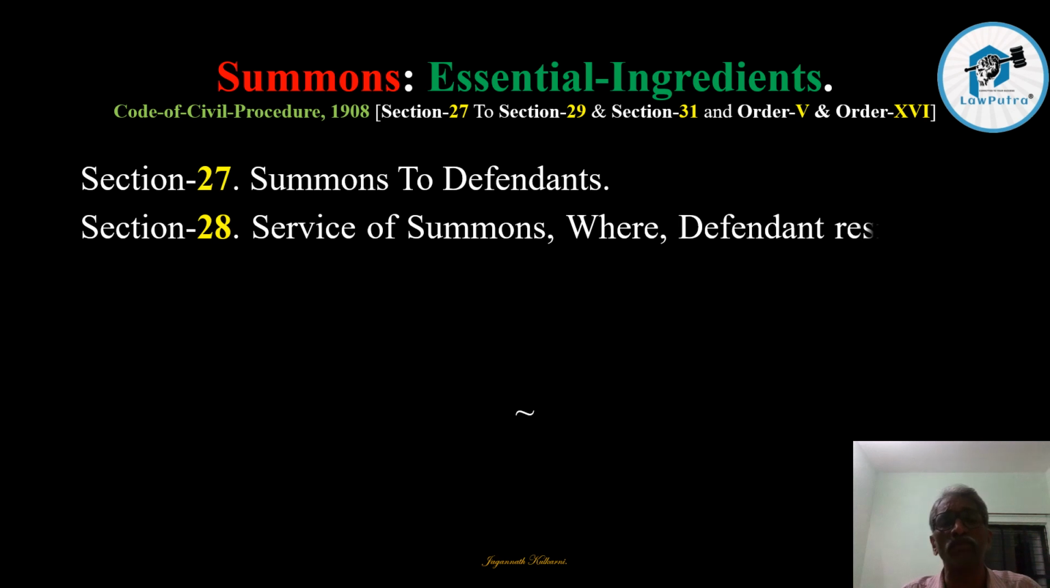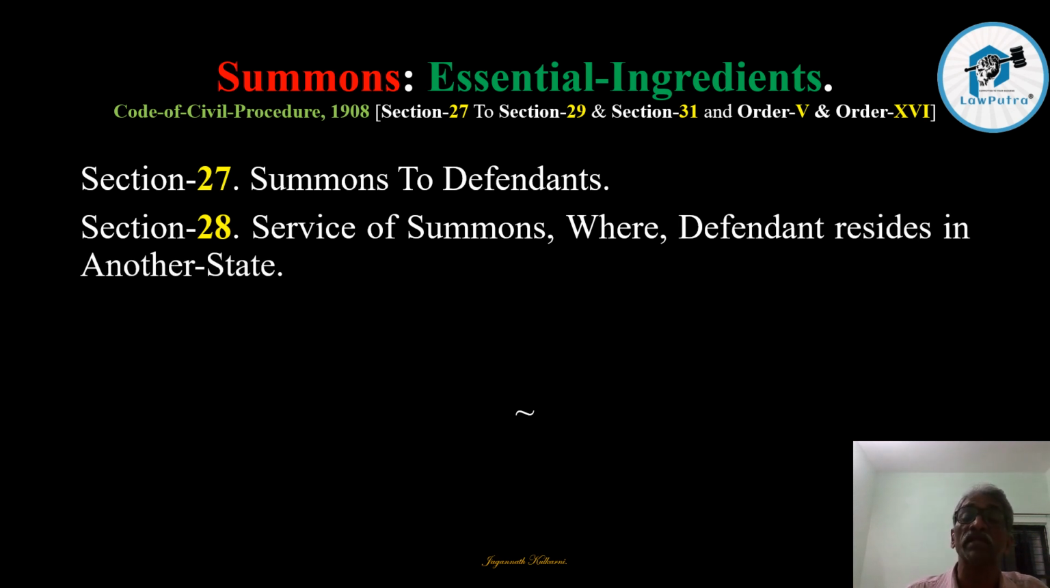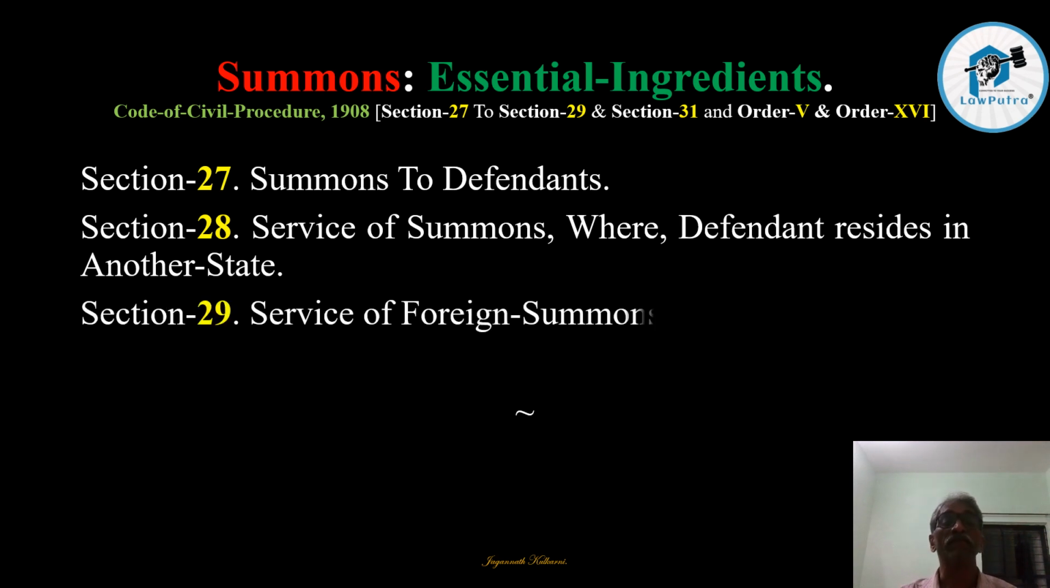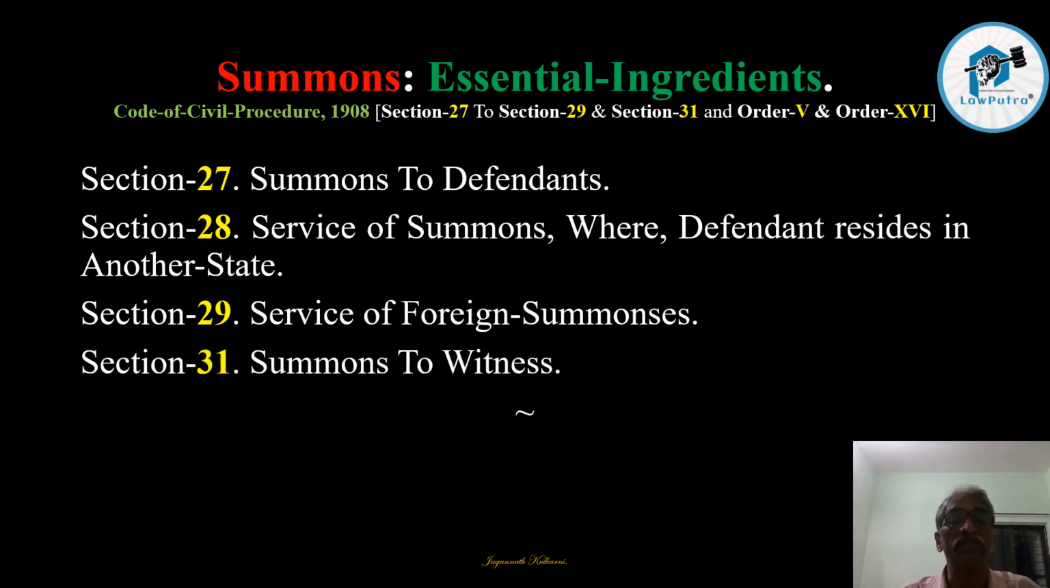Then Section 28 talks about service of summons where the defendant resides in another state, that is, out of the court's jurisdiction. Then Section 29 talks about service of foreign summonses. And finally, Section 31 talks about summons to witness.